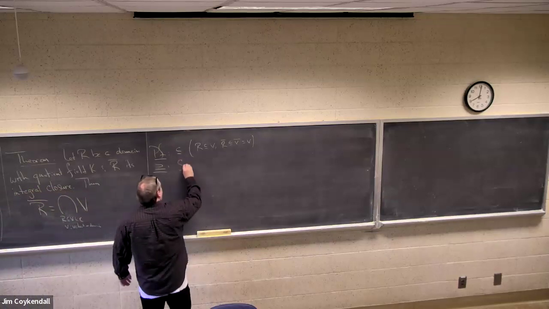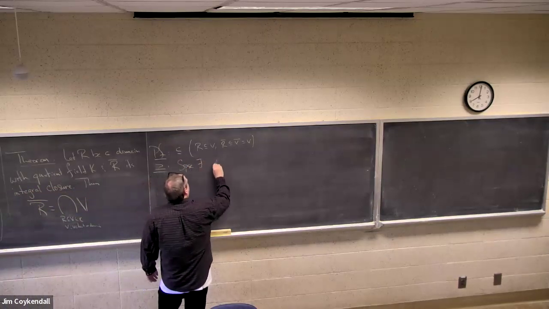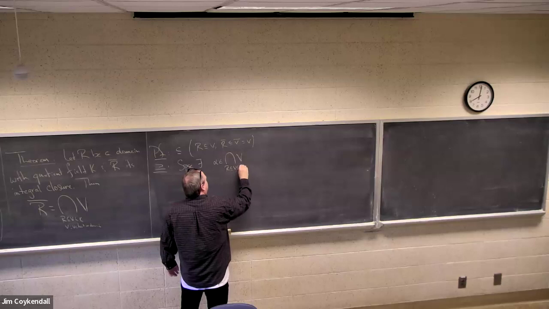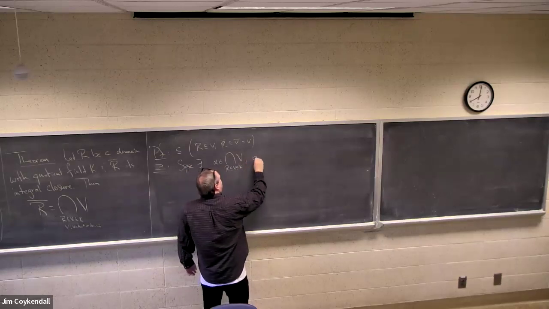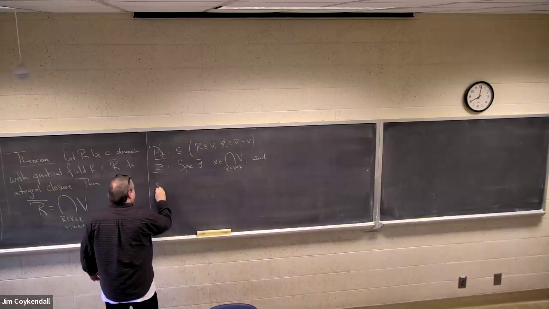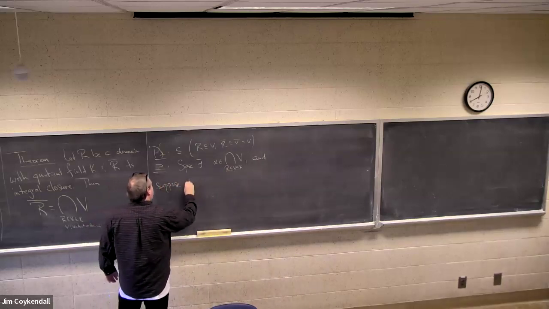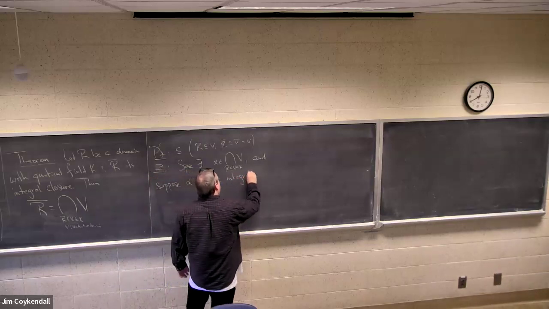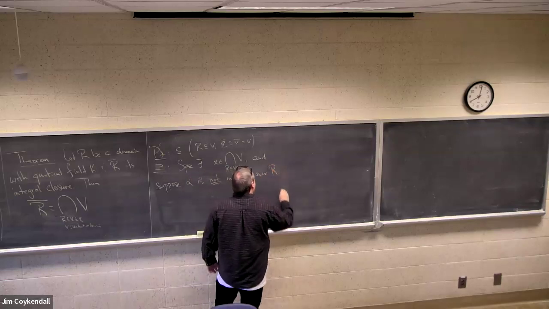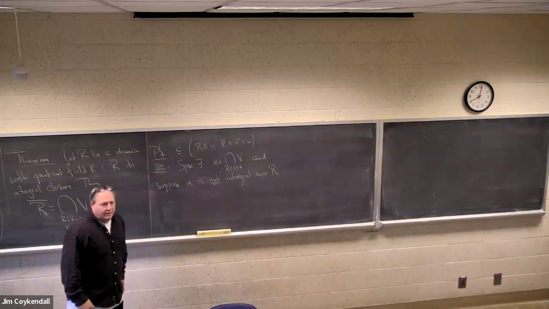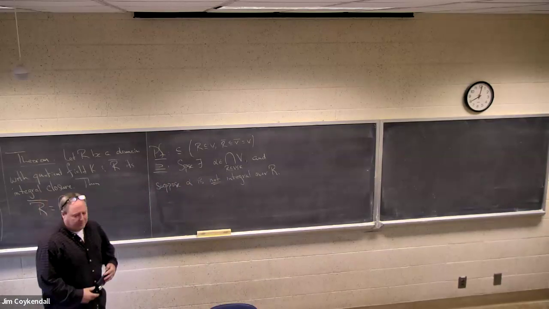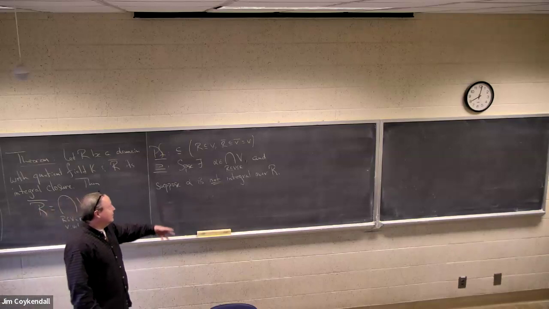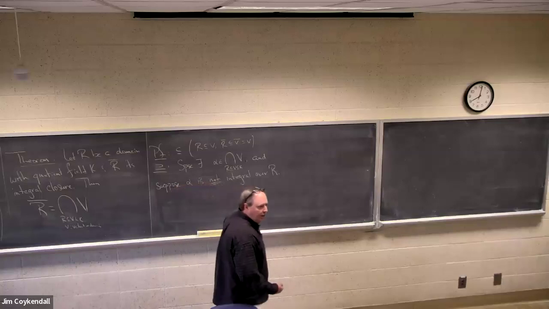Why is it true that the intersection of all valuation overrings is equal to the integral closure? So suppose there exists alpha, and suppose alpha is not integral over R. I'm going to get some kind of contradiction out of this. So suppose I have an element that lives in every valuation overring, and suppose it's not integral over R.